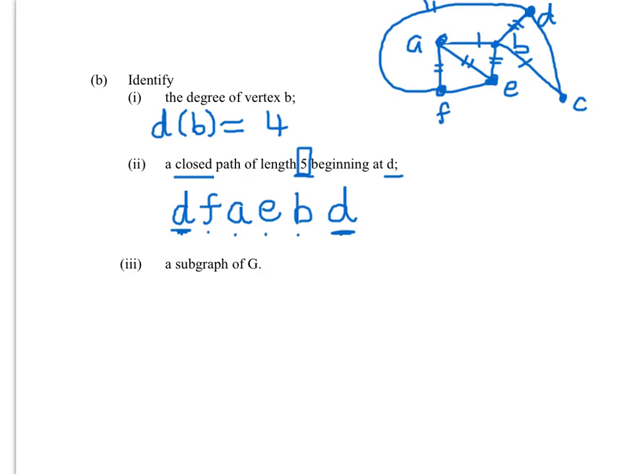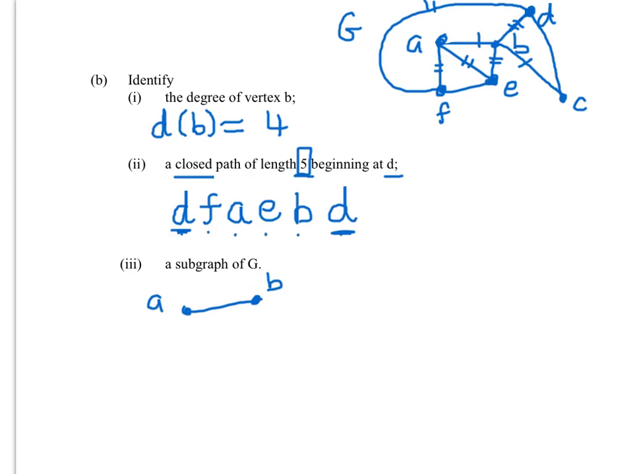Now, part 3 asks me for a subgraph of G. Again, there are many answers to this question because a subgraph of G is just a part of the original G graph. So this is the original G graph up here, or a diagram of it, as I had in part 1 or part A. And if I just take a part of it, it doesn't matter how big or how small, I'm just going to choose A to B and maybe put in that edge. So that's a subgraph of G, and that's a diagrammatic representation of it.